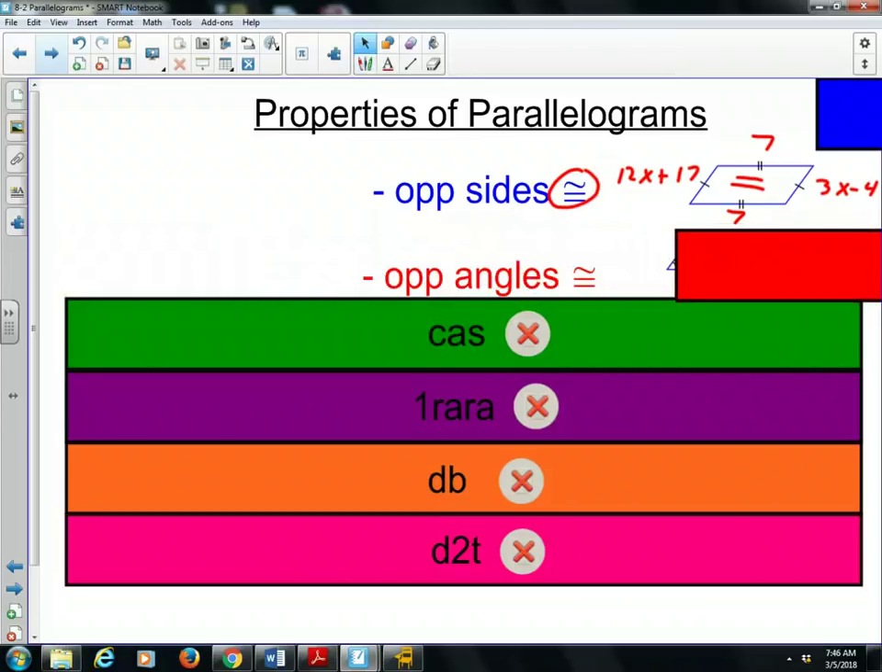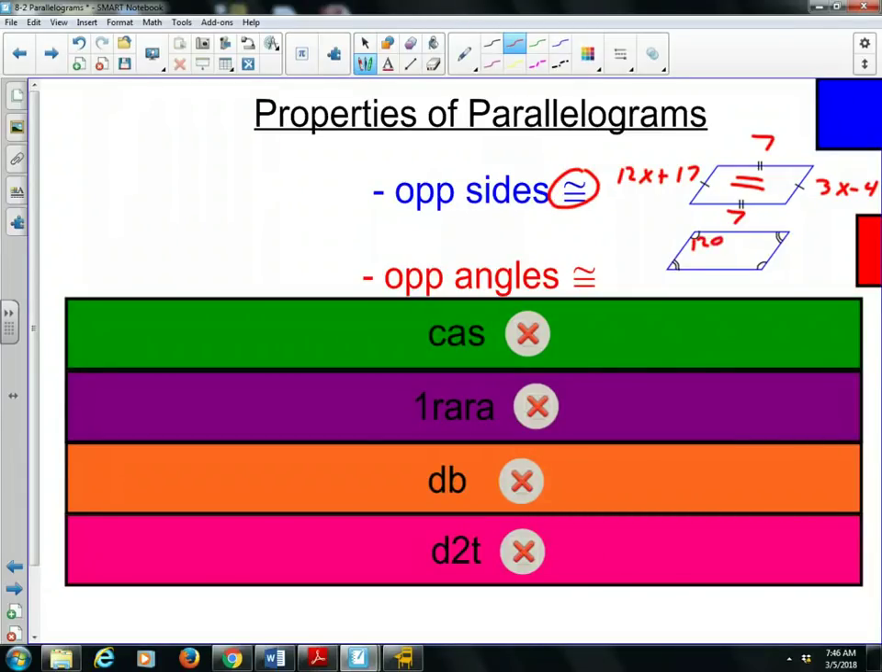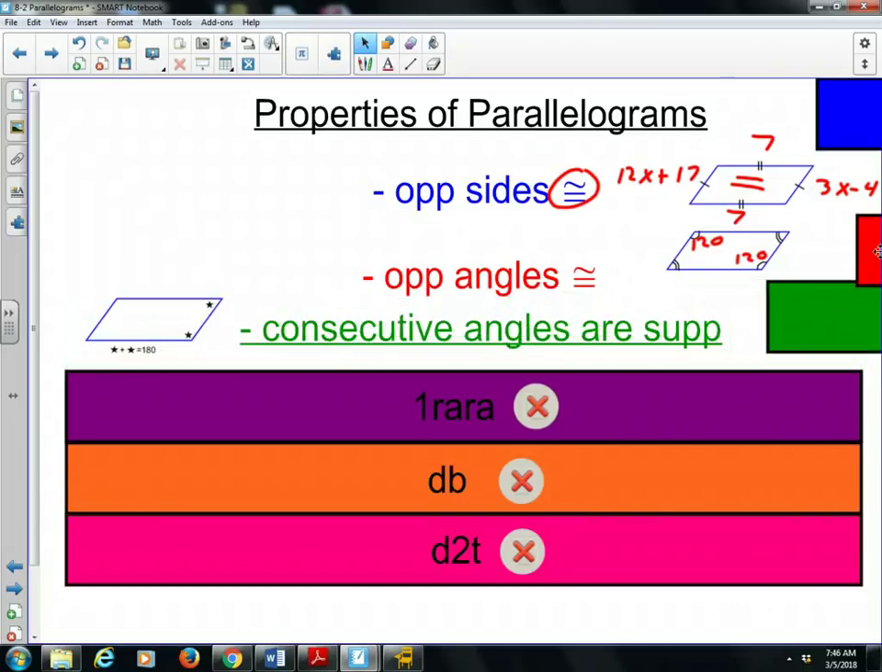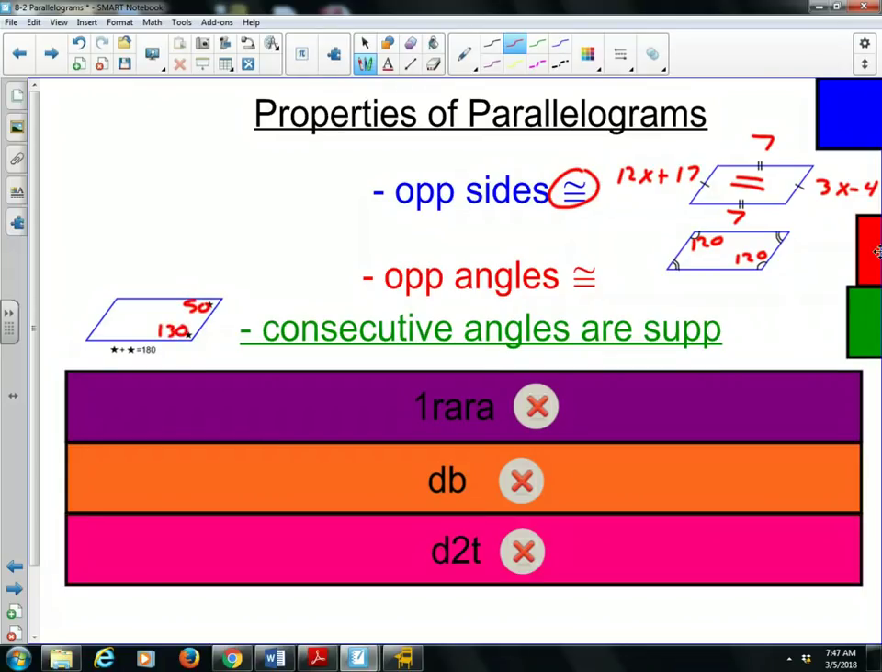Opposite angles are also congruent in a parallelogram. The opposite angles are congruent. So if this one is 120 degrees, this angle is opposite. It's also 120 degrees. So opposite angles are congruent. The consecutive angles are supplementary. They add up to equal 180 degrees. If this one is 50 degrees, this one has to be 130 degrees. And then again, because opposite angles are congruent, this one has to be 50, but these two are also supplementary because they're consecutive. These two angles right here are consecutive, so they're going to be supplementary, and obviously opposite angles are congruent. So these two properties really work together.